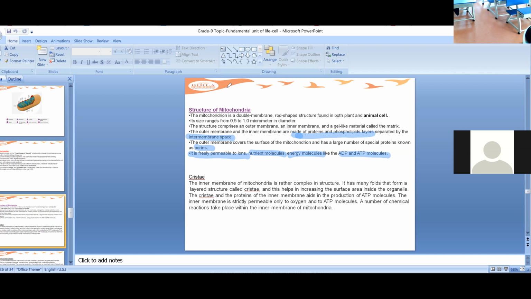You'll be learning about this in detail. What is happening in this ATP? What is happening in ADP? You'll be learning in your higher classes, children.